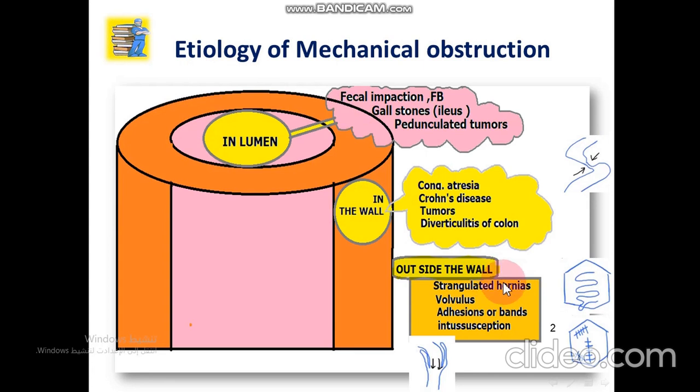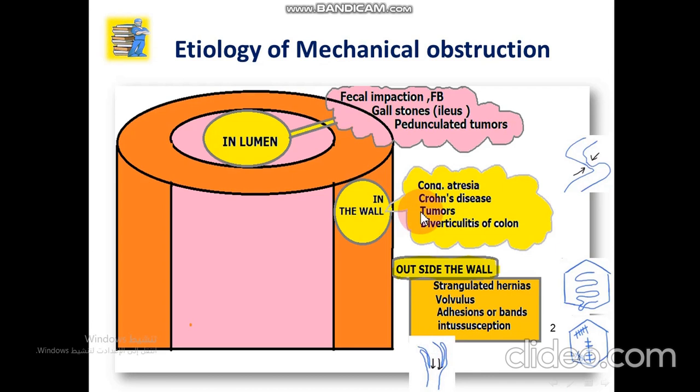The causes outside the bowel, very common, like strangulated hernias. Here we have volvulus. We have adhesions or bands, like this abdomen full of scars, which gives you a hint that we have a lot of adhesions or bands inside the abdomen. We have intussusception, telescoping of a loop of bowel into another part, especially in the pediatric age group. We have causes in the wall, like absence of wall, atresias, especially in the pediatric age group, Crohn's disease, transmural inflammation, tumors, diverticulitis of the colon.